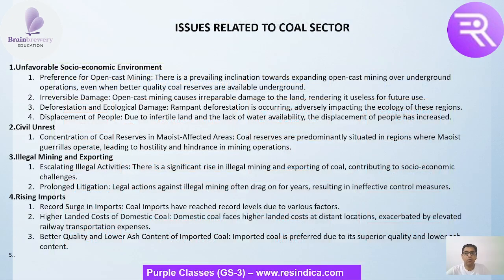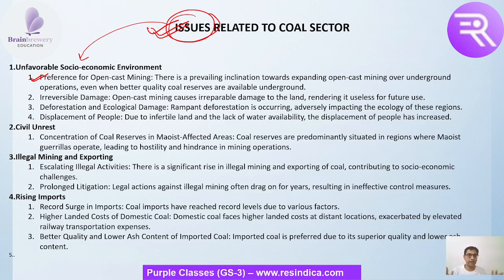Now we are coming to the issues related to the coal sector of our country. Whenever we discuss the coal sector, there are certain issues. What is the first issue? An unfavorable socio-economic environment. There was a preference for open cast mining over underground operations. We should focus more on underground operations, because even the better quality reserves are underground, but still the government is focusing on open cast mining.